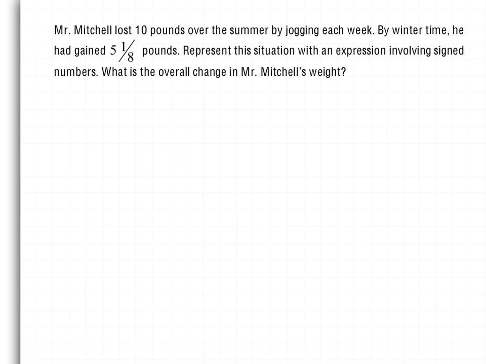Okay, looking over here on our partner work time, go ahead and answer each of these questions. You're going to start by representing the situation with an expression involving signed numbers and determining the overall change. While you're working on this problem, consider breaking apart the mixed number and using the commutative property to solve this particular expression. You do not have to do this, but it is one method that you might consider if you think it makes it faster. So go ahead and stop the video and solve this problem.